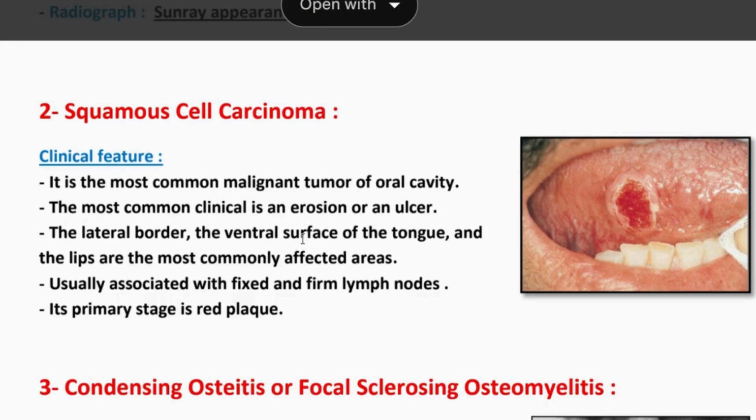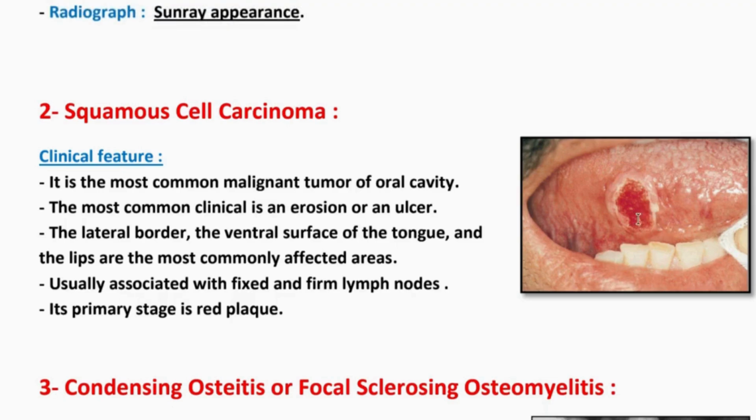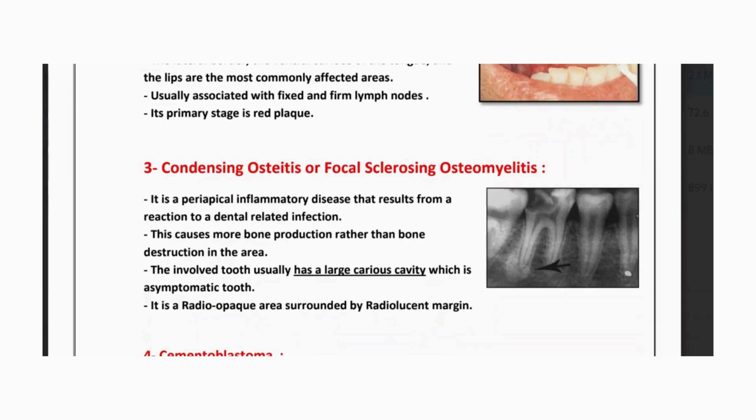Okay, or a direct question may come, which is the important site here, or what sort of lymph nodes will be there. So any of these kinds of questions may come regarding squamous cell carcinoma.